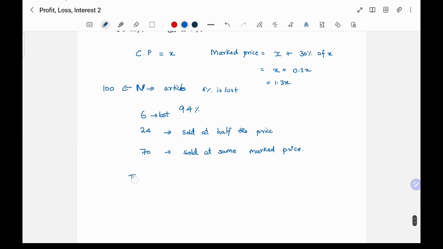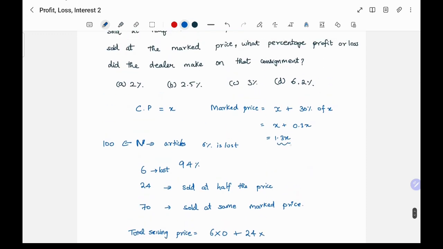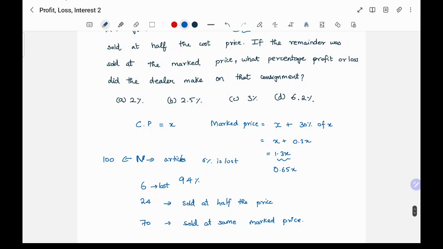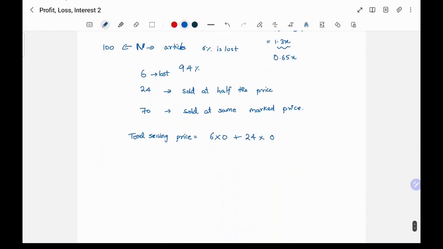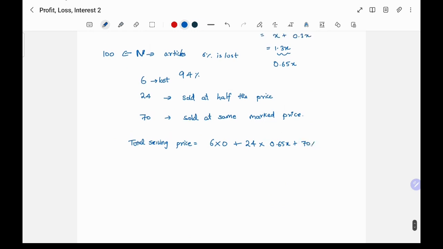So what is the total selling price for him? The total amount he will get by selling. It will be 6 into 0 because 6 is lost, 24 into half the market price. Half of this is 0.65x, right? 24 into 0.65x plus 70 into 1.3x. Suppose we want to normalize this for 100 goods. The normalized selling price is nothing but this divided by 100.